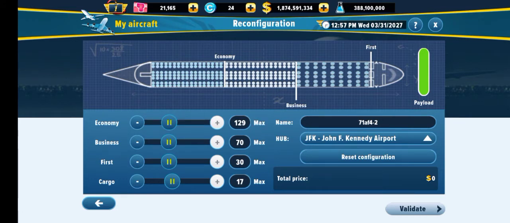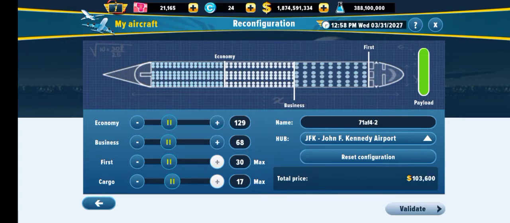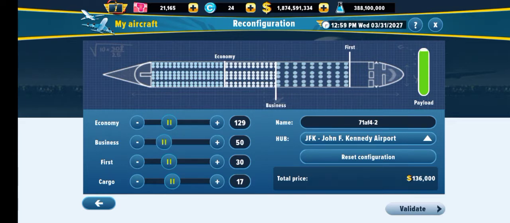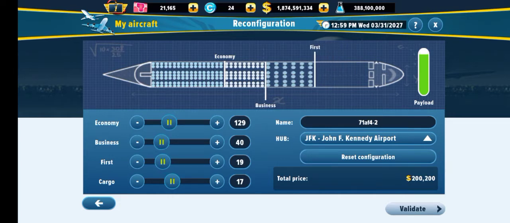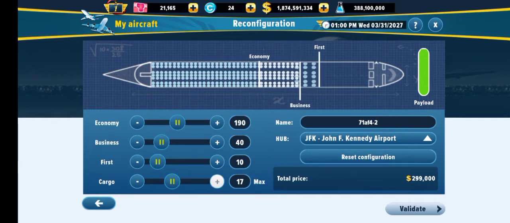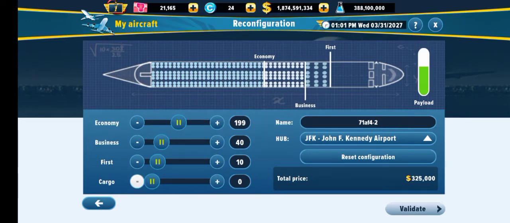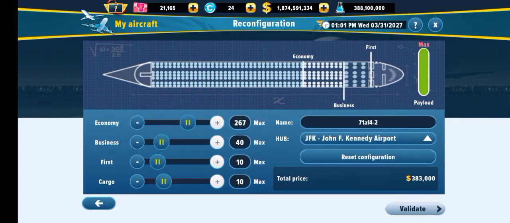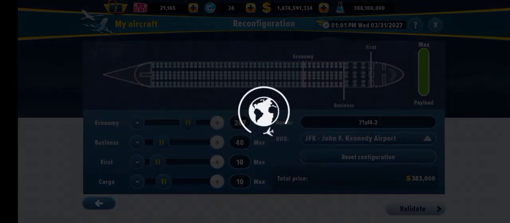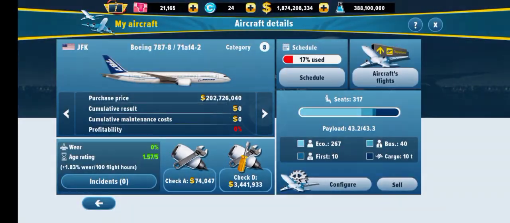In this aircraft, I don't really think I would need a lot of business and first class seats, as going by the amount of demand, it said that I have extra capacity than demand. So we can just simply reconfigure the aircraft to carry as many passengers as I want and do this.